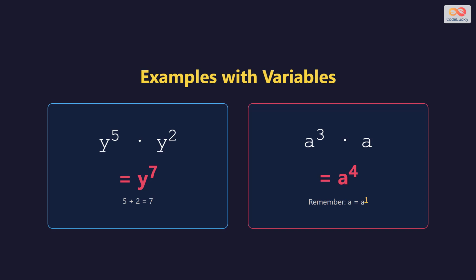It works exactly the same way with variables. For y to the 5th times y squared, we just add 5 and 2 to get y to the 7th. Also, watch out for single variables like a. Remember that a actually has an invisible exponent of 1. So a cubed times a is really a cubed times a to the 1st power, which equals a to the 4th.